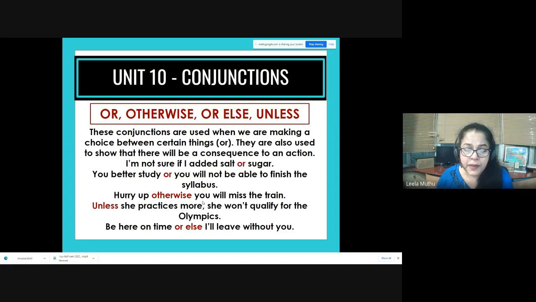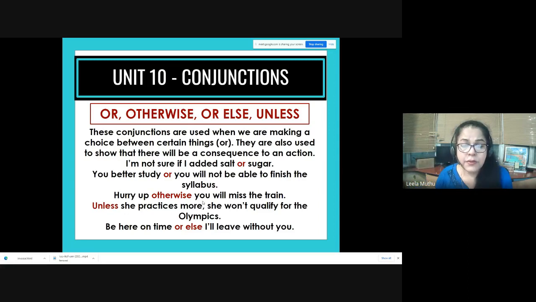I am not sure if I added salt or sugar, for example, in my coffee. So there's a choice here. You're not sure about whether it was this or that. You better study or you will not be able to finish the syllabus. The next one is hurry up. You better hurry up, otherwise you will miss the train. Do this or this will be the result, or these will be the consequences.